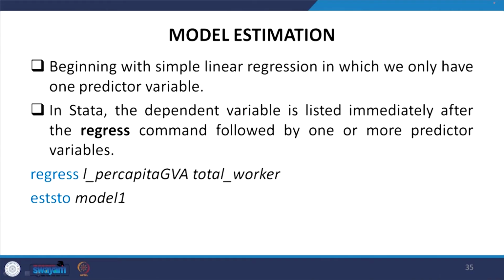Beginning with simple linear regression, in which we only have one predictor variable. In Stata, the dependent variable is listed immediately after the regress command. It is followed by one or more predictor variables. So, simply we will write regress, then the dependent and independent variable.